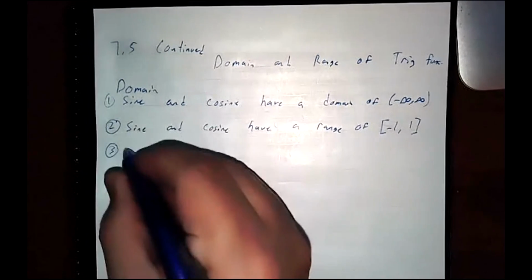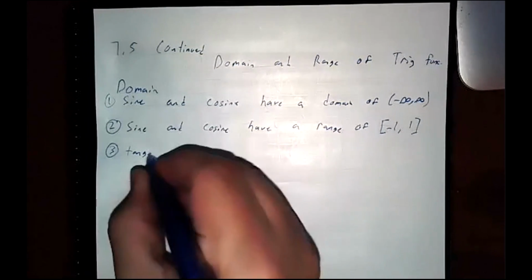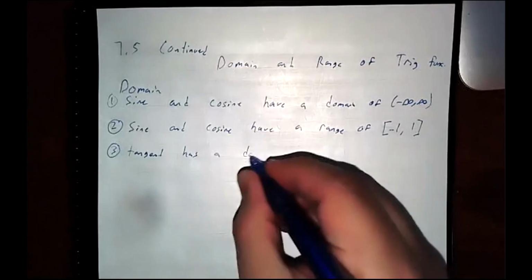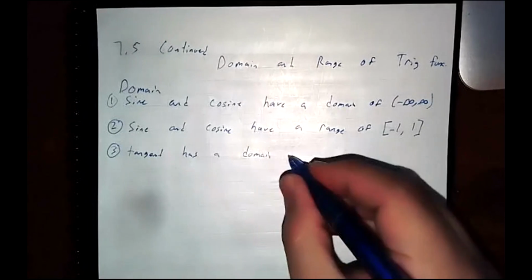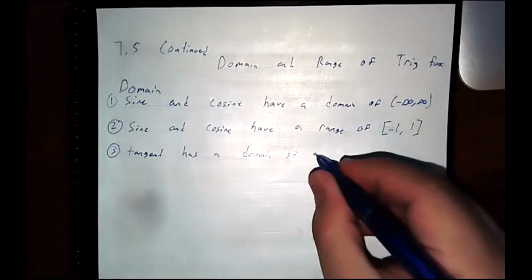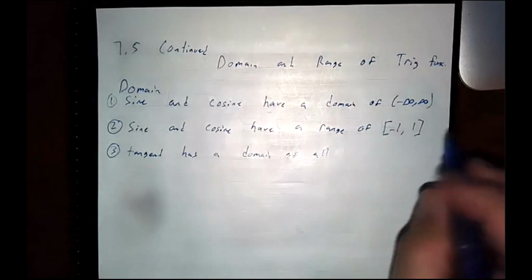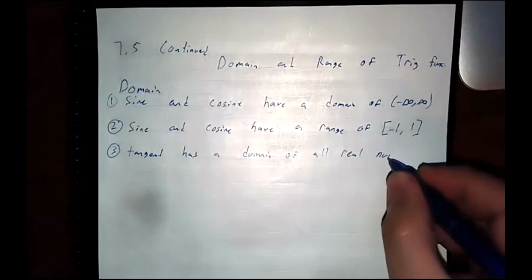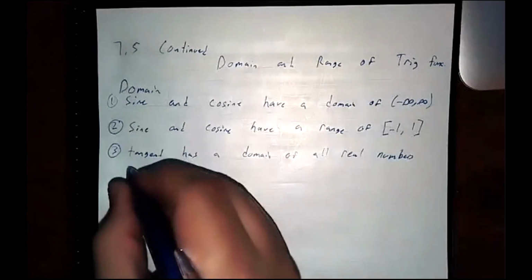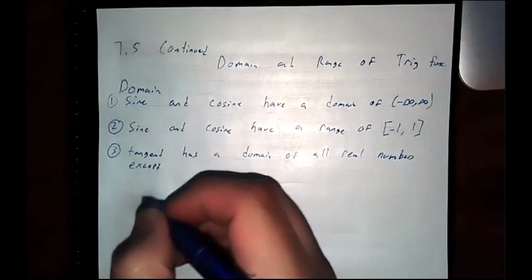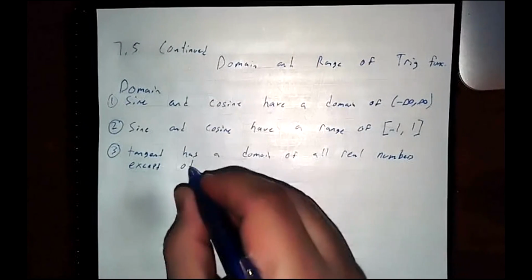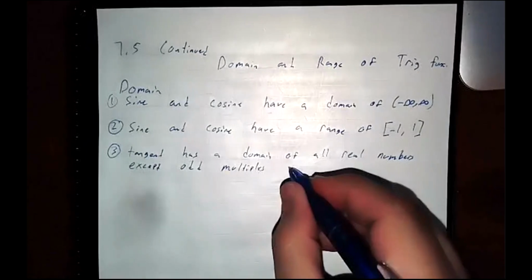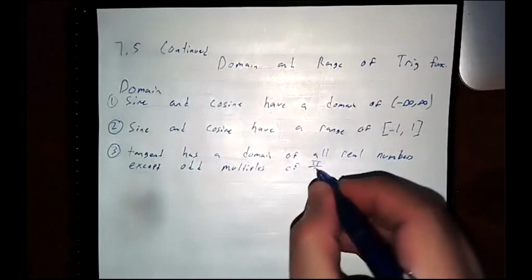Number three, tangent has a domain of all real numbers. So similar to sine and cosine, domain of all real numbers except odd multiples of pi over 2.